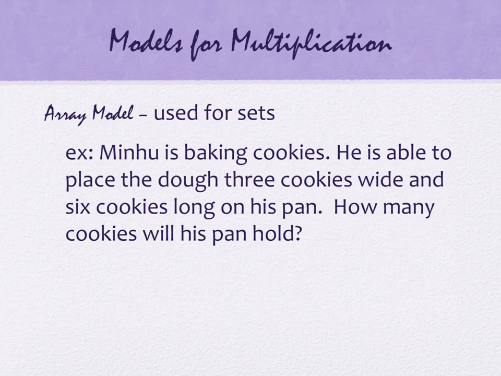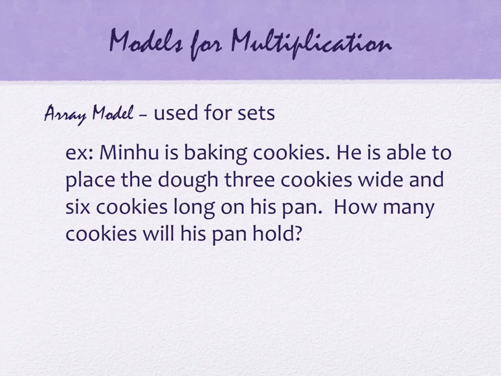Second application is an array model. An array model is used for sets. I mention that because the next one we're going to be doing is not. Okay, this is used for sets. Menu is baking cookies. He is able to place the dough 3 cookies wide and 6 cookies long on his pan. How many cookies will his pan hold? There are quite a few objects, and you'll have an opportunity to talk about it with your people in just a second, that actually present themselves in arrays. Like when you think about them like this. And cookies on a pan is one of them.